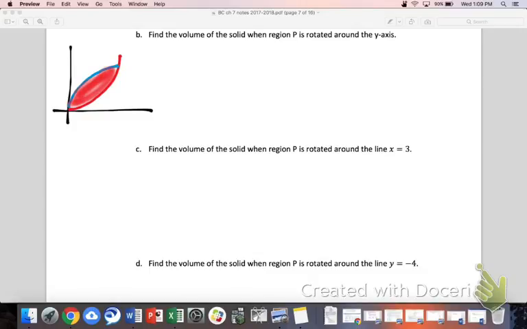So I think for all these questions, we're going to do stuff with region P. Going to rotate it around various things. And in part B, we are asked to rotate that region around the y-axis. So if we're going to rotate this around the y-axis, I always like thinking about it like this. Can you guys describe what kind of shape would result if we really did do that?